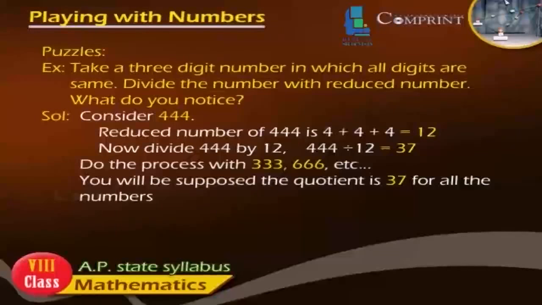Example. Take a 3-digit number in which all digits are the same. Divide the number by its reduced number. What do you notice? Solution. Consider 444. The reduced number of 444 is 4 plus 4 plus 4 is equal to 12. Now divide 444 by 12. 444 divided by 12 is equal to 37. Do the process with 333, 666 and so on. You will notice the quotient is 37 for all the numbers.